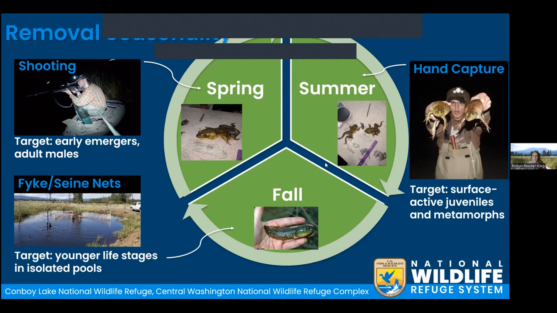And then as the breeding season starts to wind down in summer, we start to transition to hand capture as the dominant removal method. And this really effectively targets surface active juveniles and metamorphs. And then as we transition to fall, we take advantage of the lower water levels across the valley and isolated pools, where we use fyke and or seine nets to remove early stage metamorphs and tadpoles.